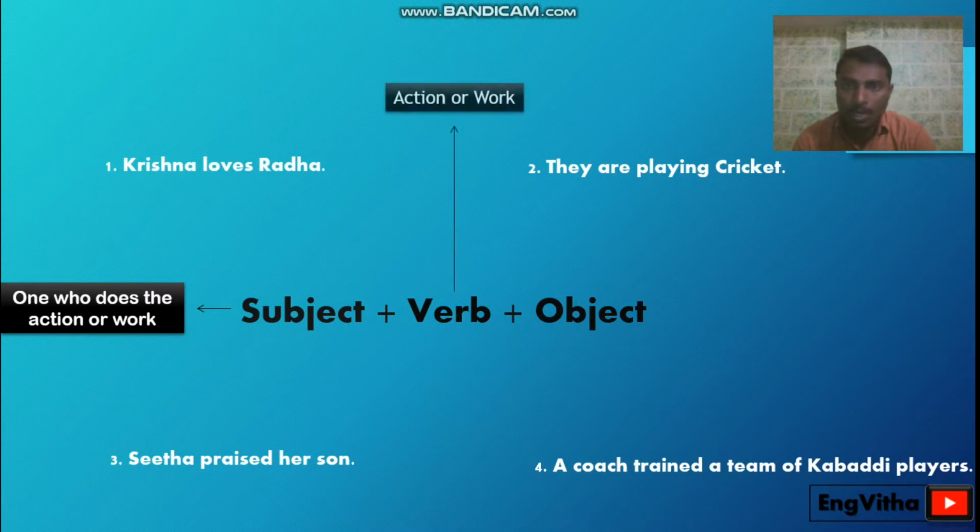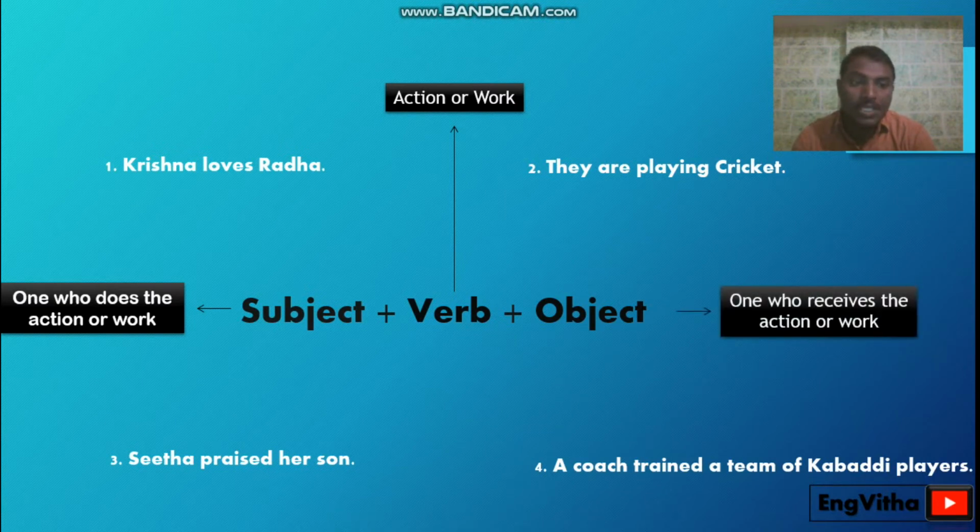And what is the verb? The verb is the action or work. Krishna is doing an action, and that action is love, so love is the verb there. And what is an object? The object is the one who receives the action or work. In sentence 1, Radha is the object and she receives an action, that is love, from the subject Krishna. So these are the three things involved in any English sentence.